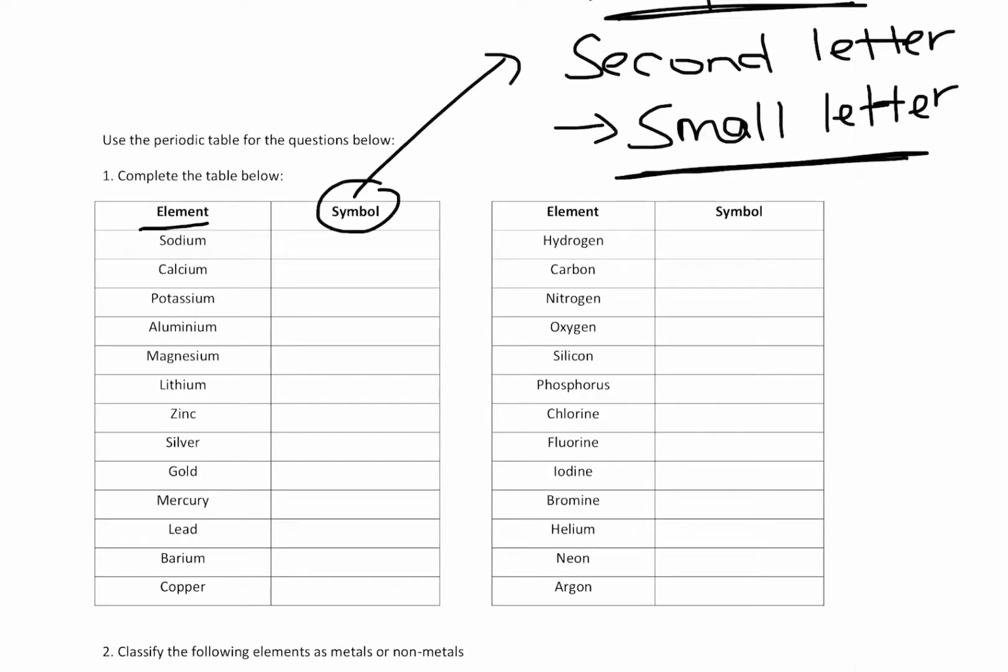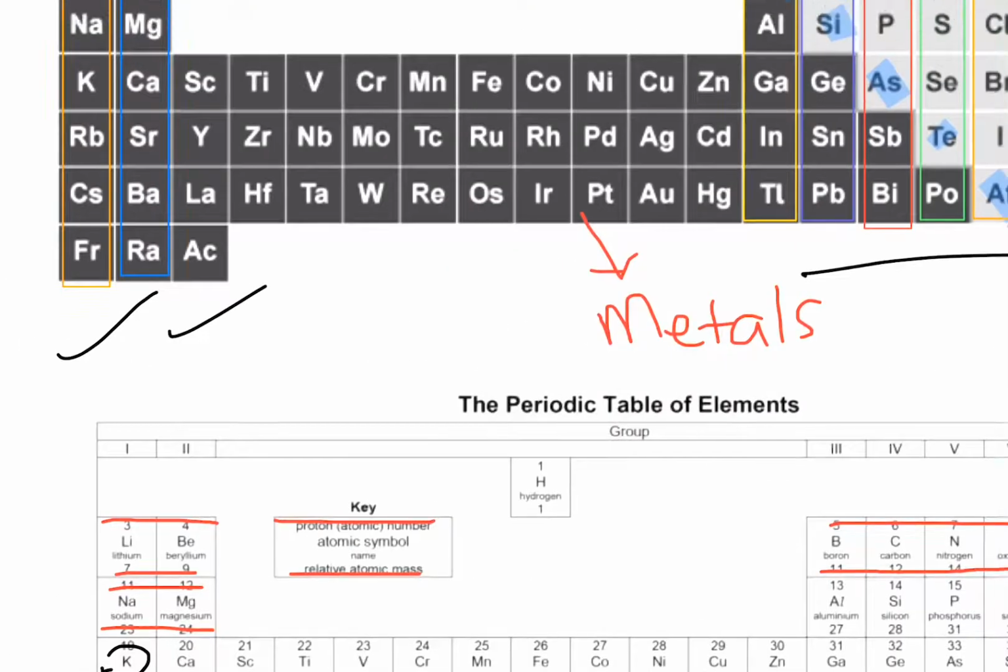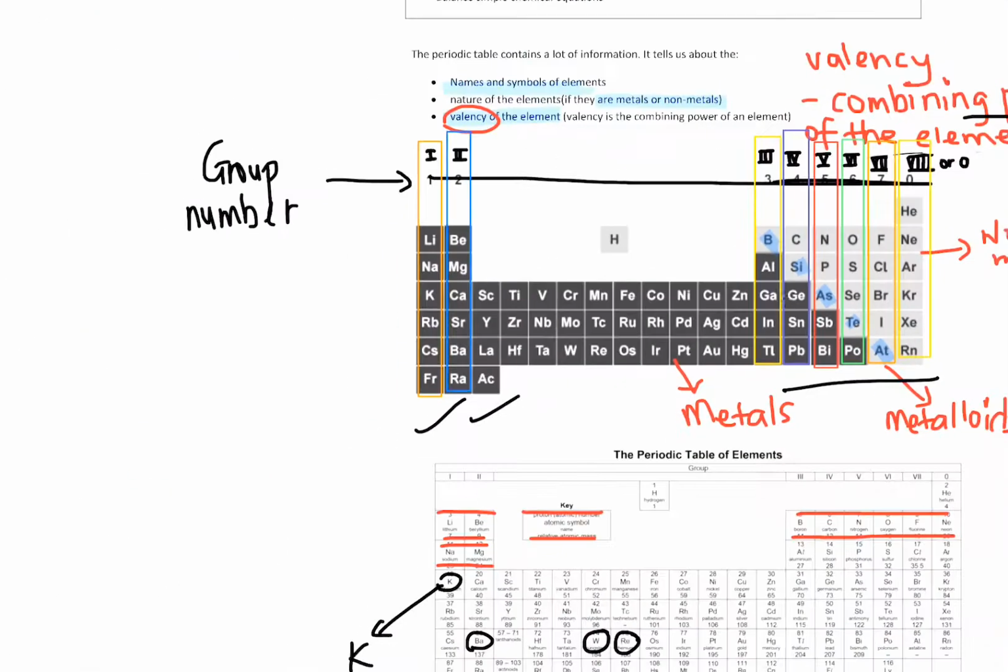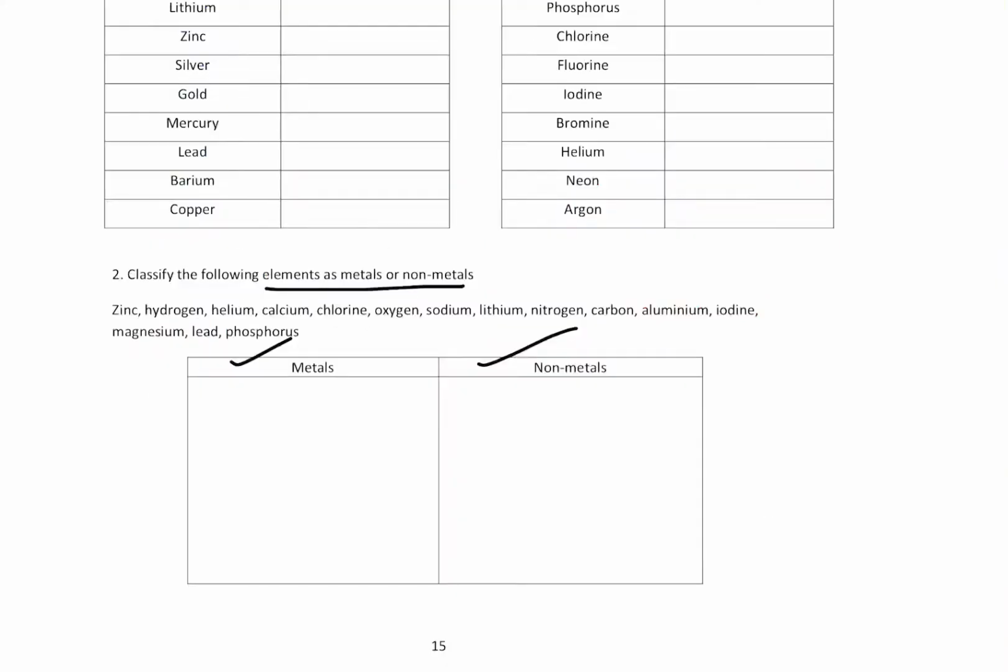So these are all the elements for which you should know their symbols. You're going to complete them, and you're going to classify these elements as being metals or non-metals. Have a look at the periodic table, this one, and see if the element is in the black box, then it's a metal. If it is in the gray box, then it's a non-metal. We're not going to look at metalloids for now.